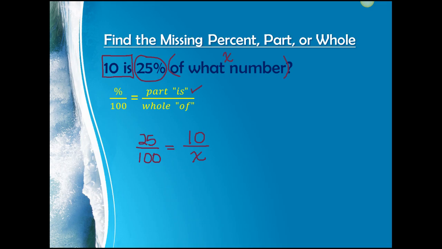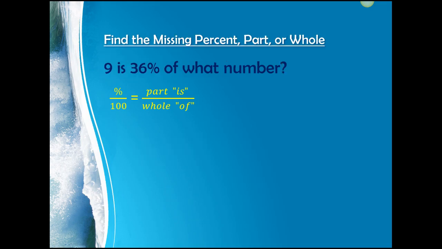Next we can cross multiply, and when you cross multiply you always multiply the two numbers that are across from each other. In this case 10 and 100, and that equals 1000. Then we are going to divide by the number that is across from the missing value, which we marked with an x. So 1000 divided by 25 gives us our answer of 40. 10 is 25% of 40.